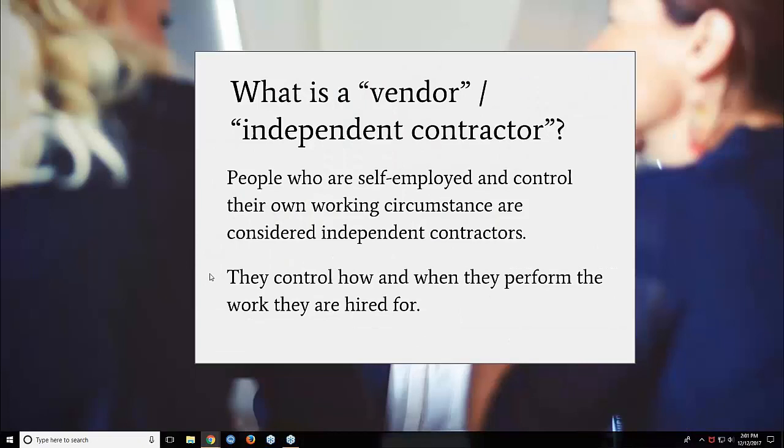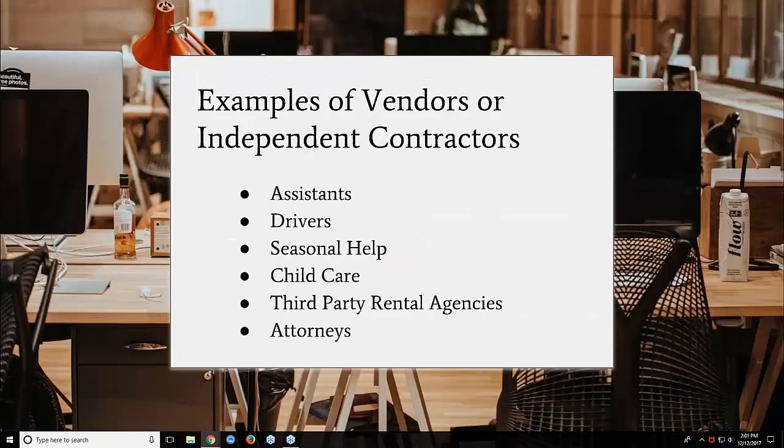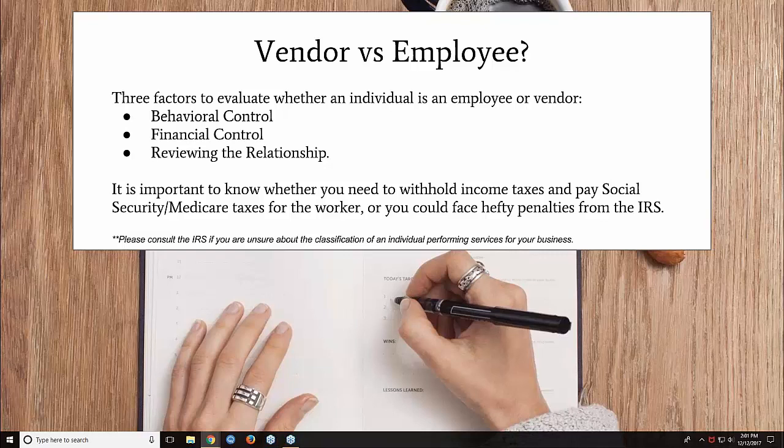Okay, so we wanted to start off by defining the vendor. Many are unaware, or maybe are even shocked to learn, who is considered a vendor versus an independent contractor. The terms vendor and independent contractor are usually used interchangeably and refer to those who are self-employed, thus they control when and how they work. A few examples of our vendors are assistants, drivers, seasonal help, child care professionals, third-party rental agencies, and attorneys, just to name a few. But depending on the industry, it can be difficult to determine whether your independent contractor is an employee versus a vendor.